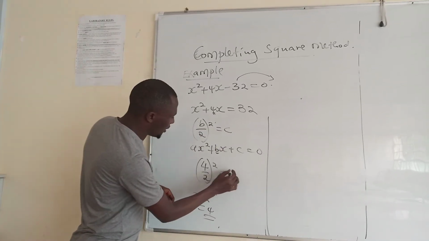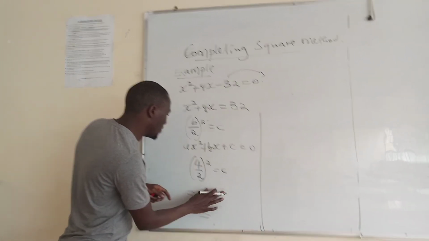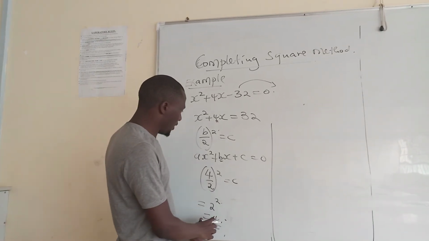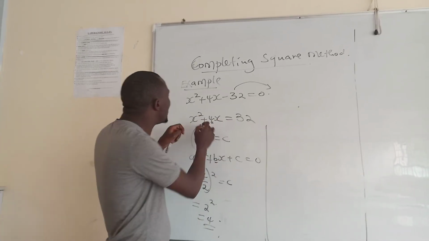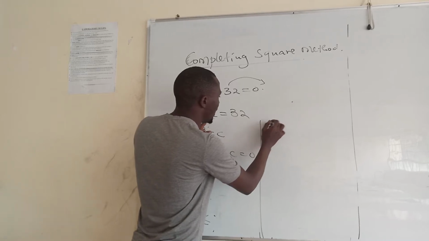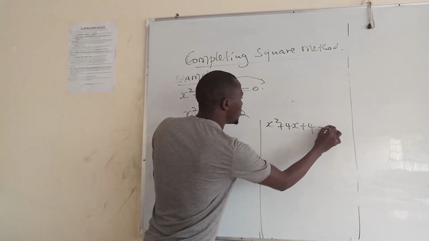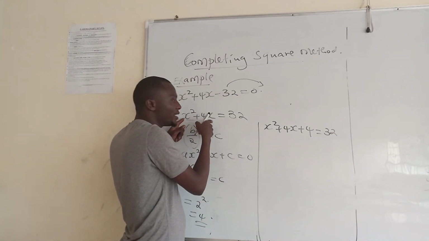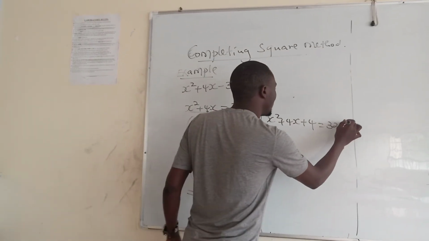Not important to do that, just know this is C. So now from there, you need to add your C. To complete the square means making this one a perfect square. And therefore, you are going to write this as x squared plus 4x plus 4 is equal to 32. Remember, when you add 4 on the left hand side, you need to do it on the right hand side. So plus 4 here.